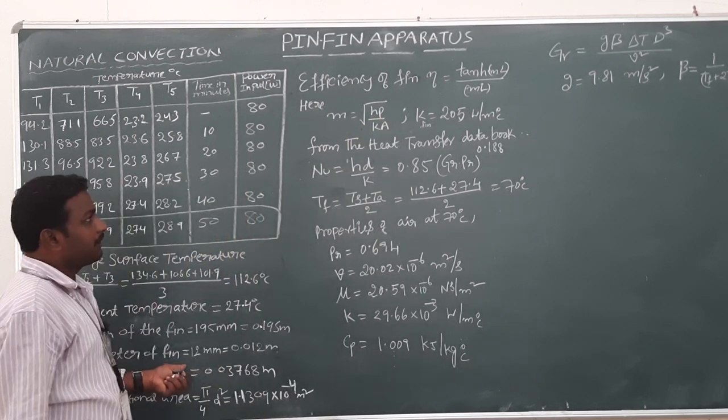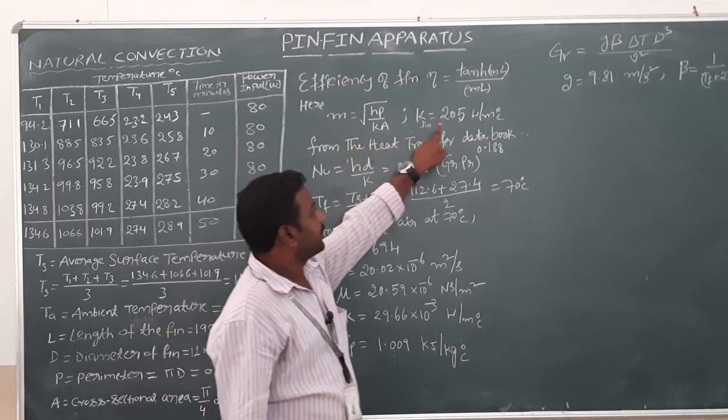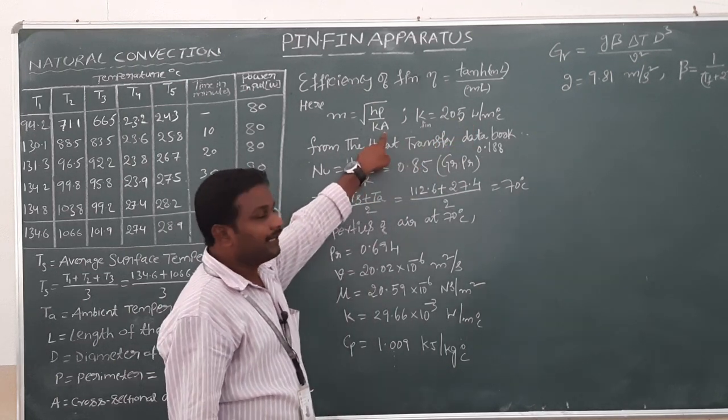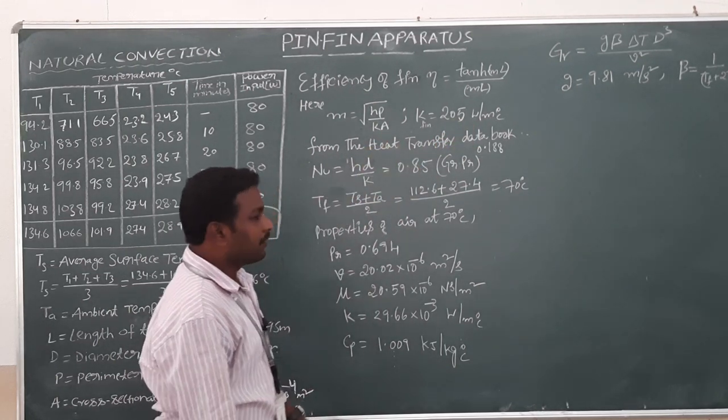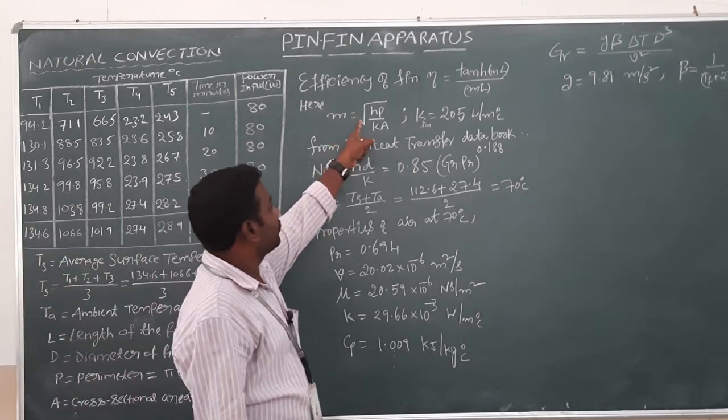Already calculated the perimeter of the fin. And k is the thermal conductivity of the fin. Thermal conductivity of the fin is 205 watt per meter degree centigrade, and A is the cross sectional area of the fin. Cross sectional area already calculated here, and we are going to calculate the heat transfer coefficient here.